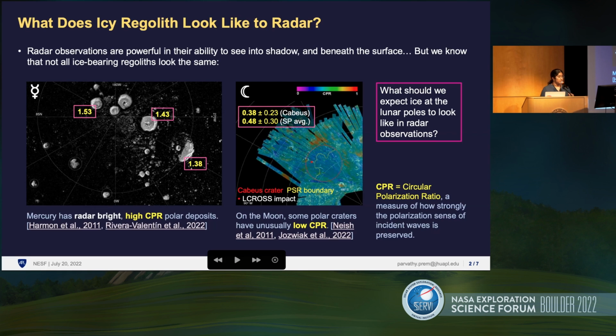On the moon, the situation is a little different. Some polar craters, and in particular, some polar craters that we know to contain water ice, like Cabeus, have been found to have an unusually low CPR. Often they have CPRs that are lower than the surrounding terrain. And so that raises the question of how do we identify ice in radar observations of the lunar poles?